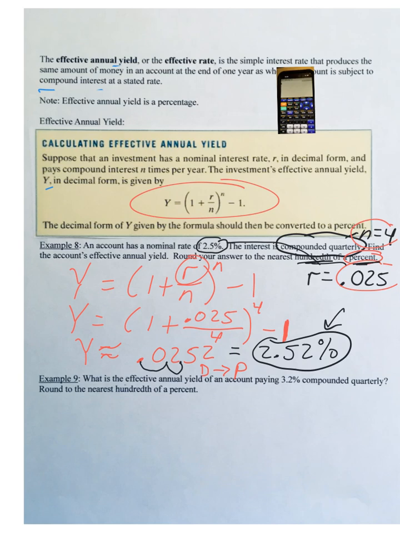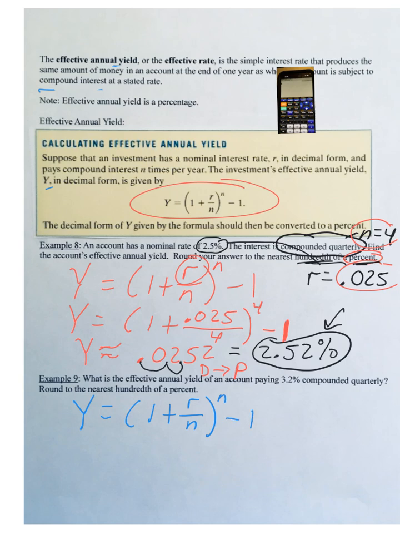Example 9, what is the effective annual yield? So same formula of an account paying 3.2% compounded quarterly, round to the nearest hundredth of a percent. Okay, so it says effective annual yield. So step 1, jot down your formula. So yield equals parenthesis 1 plus R over N. Close the parenthesis, raise it to the little n power, and then there's a -1 back down on ground level.